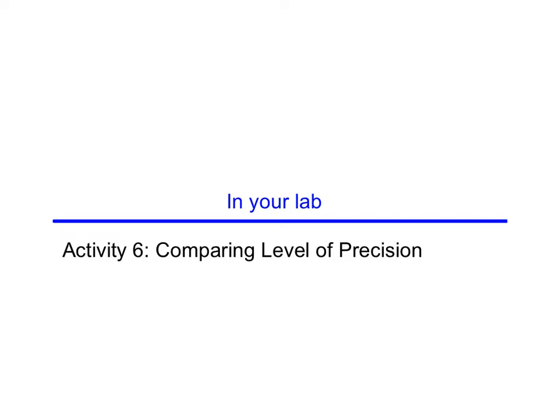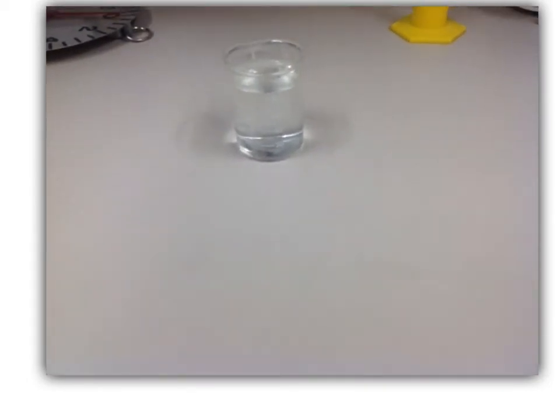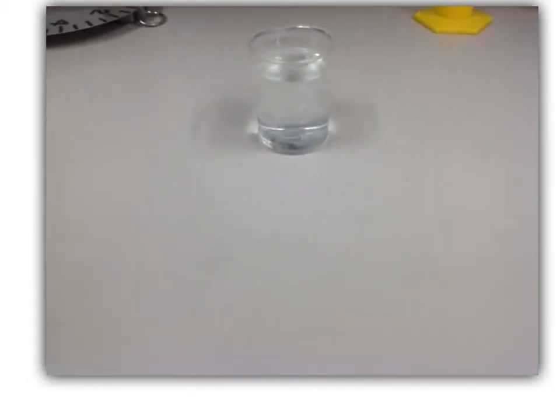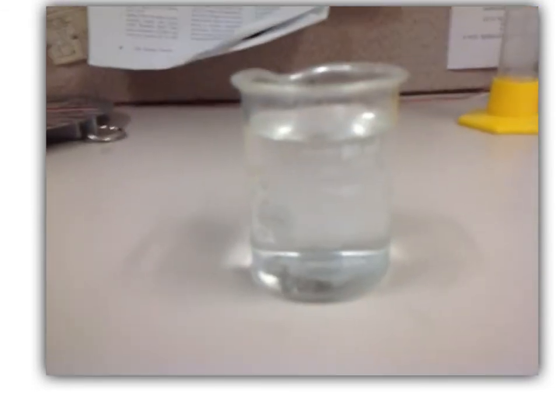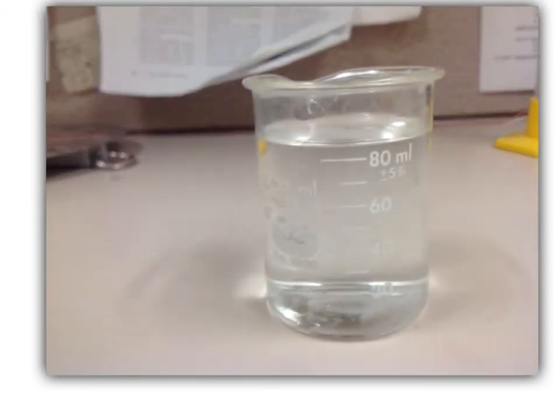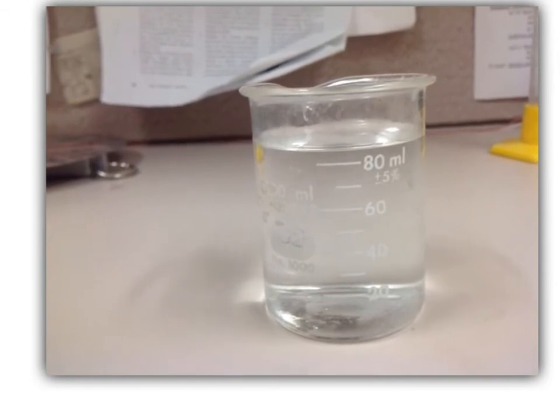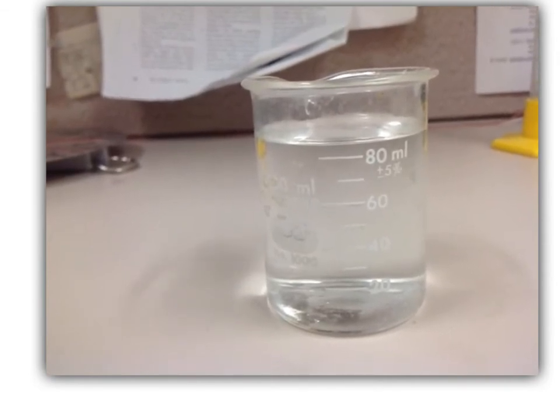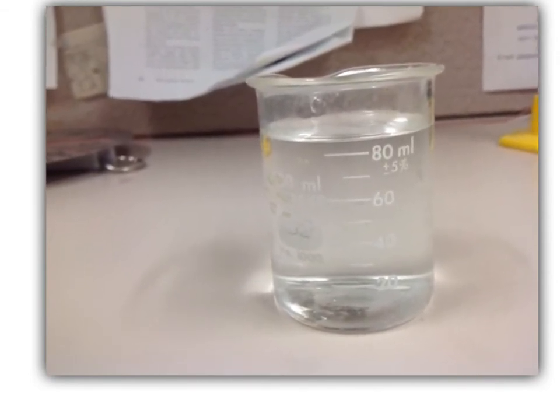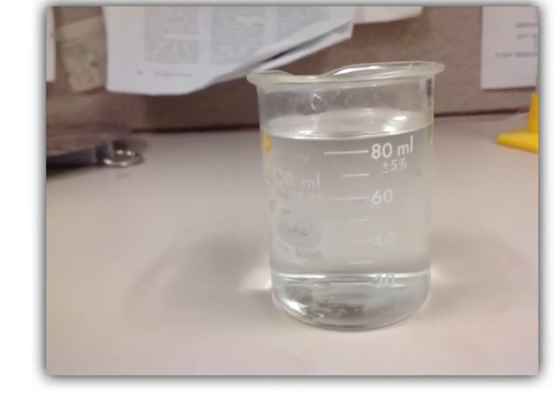We are now going to begin activity 6 of the measurement lab. In activity 6, we are comparing the precision of two different measuring devices. So here I've added approximately 83 milliliters to a 100 milliliter graduated cylinder. Please make sure that you're recording this with the correct number of sig figs.